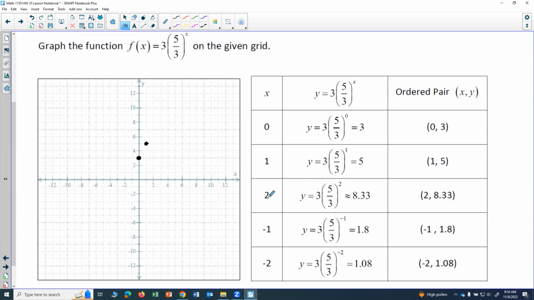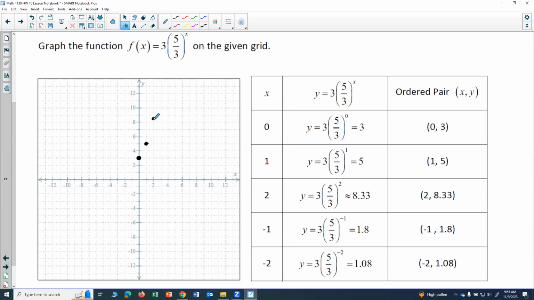My third value is x equals 2. So I plug that in as the exponent. So I get 3 times 5/3 squared. And in the calculator, that comes out as 8.33. So my third point is 2 for the x and 8.33 for the y. So I'm going to go ahead and graph that point.